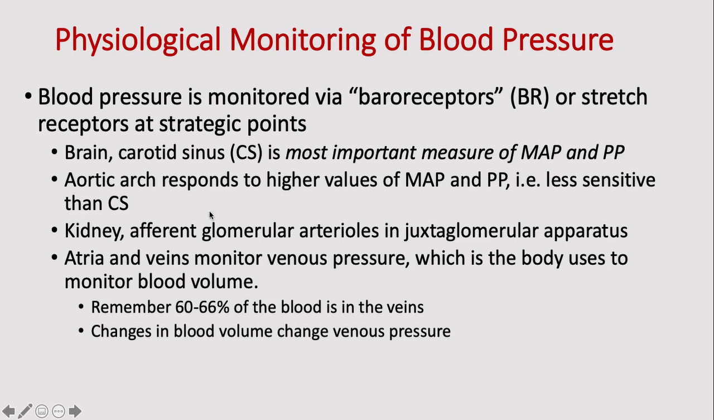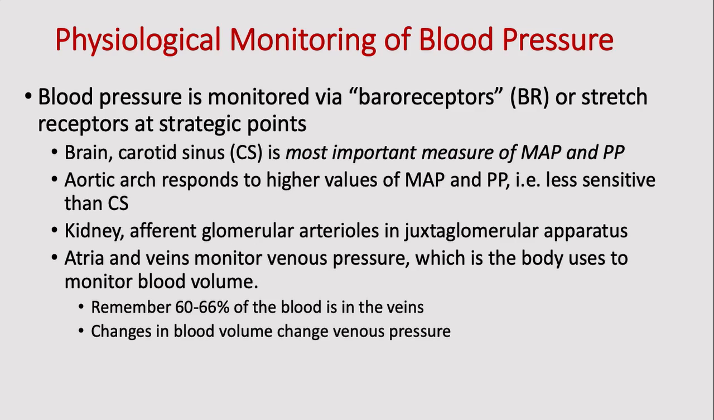So, okay, what else? So the aortic arch responds to higher values of mean arterial pressure and pulse pressure, but it's less sensitive than the carotid sinus. The kidney, afferent glomerular arterioles, and the juxtaglomerular apparatus also have baroreceptors. The atria and veins also monitor venous pressure, which I said all before in that little diagram before.